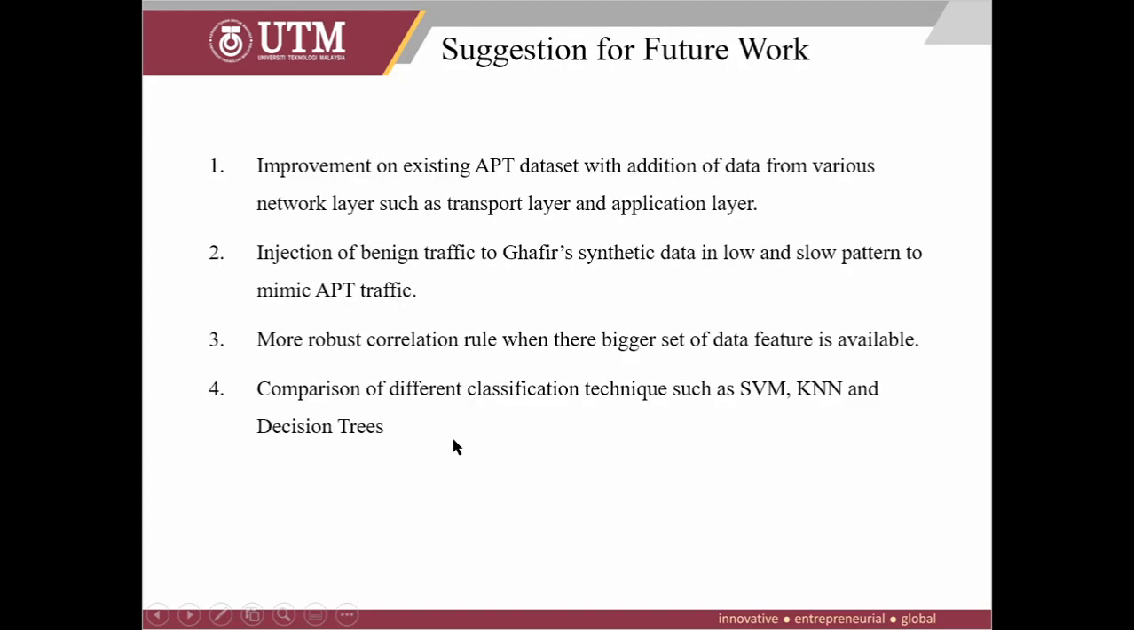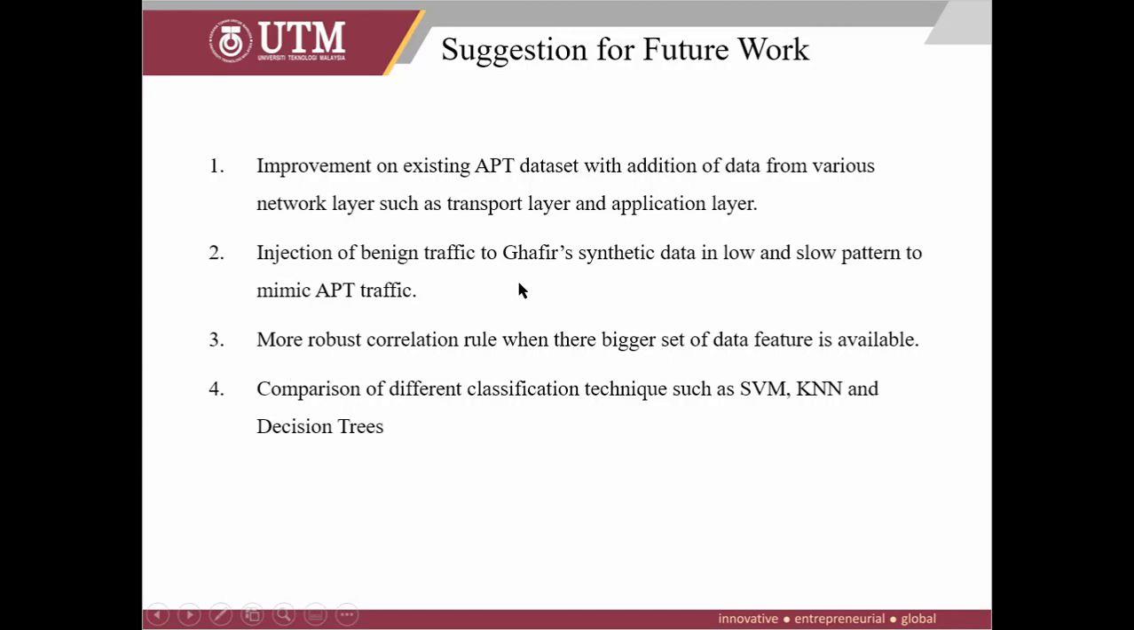Lastly, suggestions for future work. Because APT data is scarcely available in public, we suggest that we should improve on the existing APT data set by adding network data from different network layers, such as the transport layer and application layer. The second is that because Garfield's synthetic data only consists of malicious data, to better mimic the real environment we might be able to inject burnout traffic or normal traffic to form a low and slow pattern.